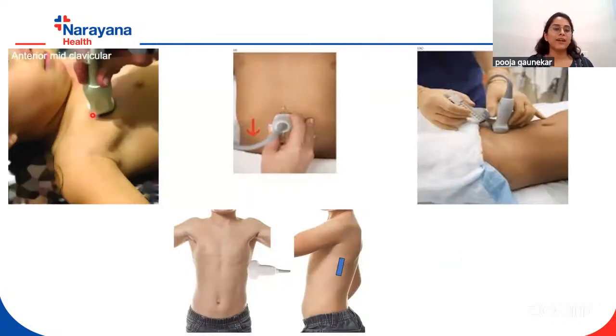This is for right and left anterior chest view. This is for subxiphoid view. This is for suprapubic view. And this is for right and left upper quadrant views.